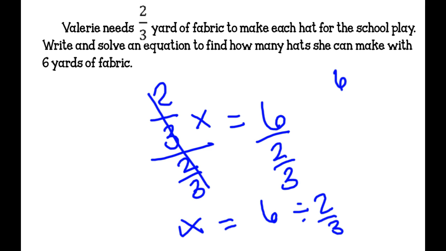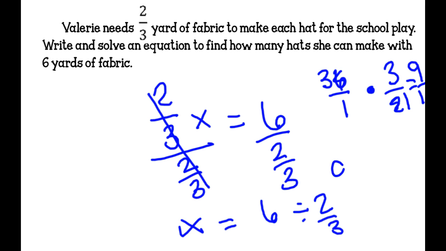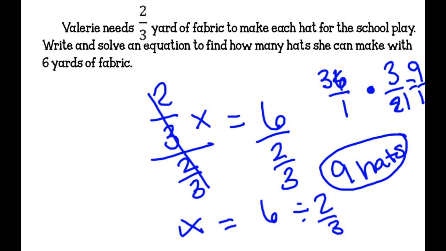And then we keep 6/1 times 3/2. 2 goes into 6 3 times. 2 becomes a 1. 3 times 3 equals 9. So we have 9/1. So this becomes 9 hats. And we circle it, and that's our answer.